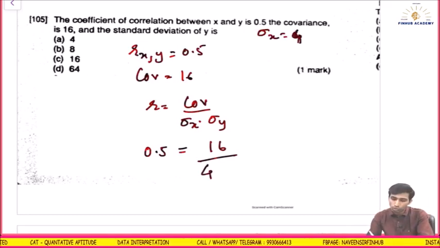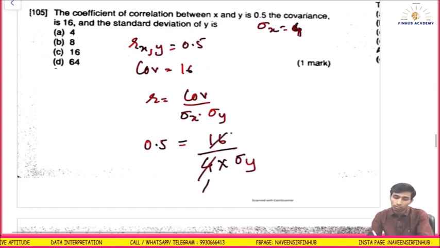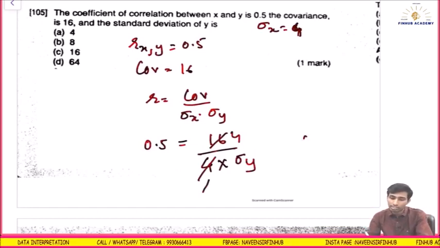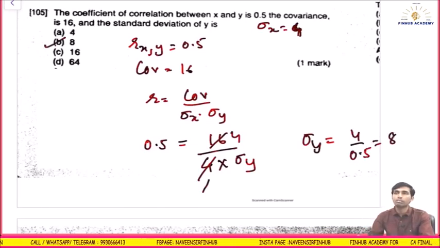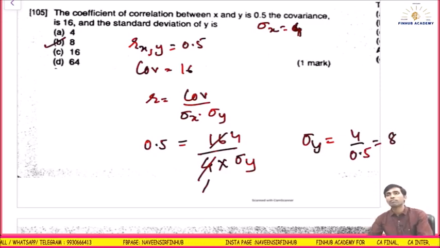I will substitute 4, standard deviation of y is what I don't know. So you have to just solve: 4 divided by 0.5. Standard deviation of y is equal to 4 divided by 0.5. Answer is what? 8. So answer is B. B is 8. Understood? Easy. Fine. Next.